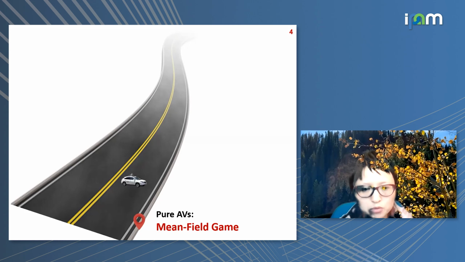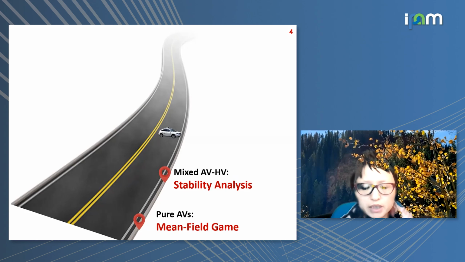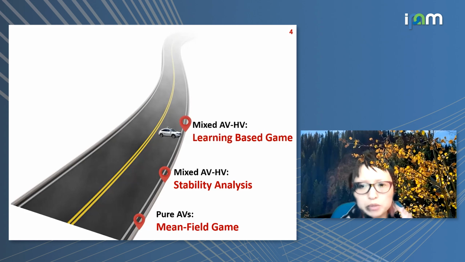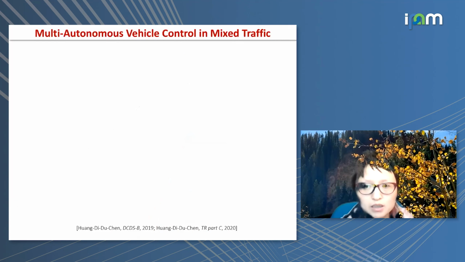So then I will move on to the next one, which is how we make the AV controlled by mean field game and the HV, and understand its stability. Then I will briefly touch on our ongoing work, how we want to develop learning-based driving policies in this mixed AV-HV environment. And then I will touch upon some open questions. Okay, let's look at the first part.